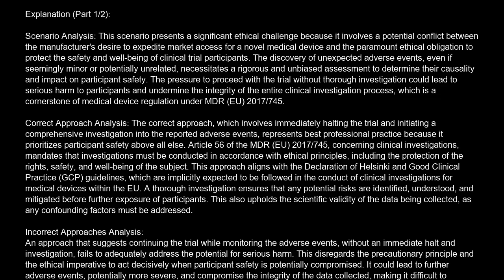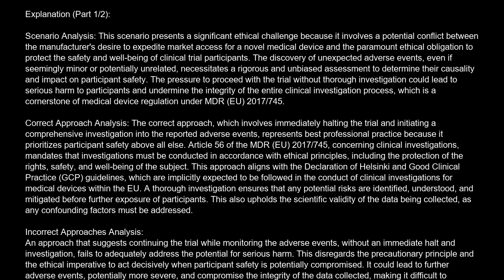The correct answer is D. Immediately halt the clinical investigation and initiate a thorough investigation into the reported adverse events to determine causality, severity, and potential impact on participant safety, while also informing the relevant ethics committee and competent authorities.